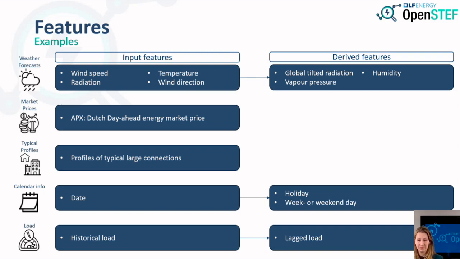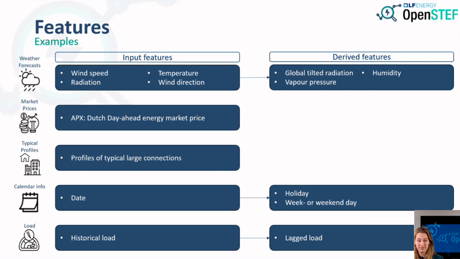Then for the market prices, in the case of the Netherlands for short-term forecasting, this can be the APX, so that's the Dutch day-ahead energy market price. And then the typical usage profiles, those are typical usage profiles of a large type of customers, as they usually have a certain type of load which can be used as a feature.